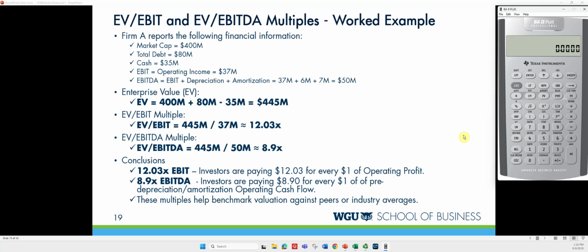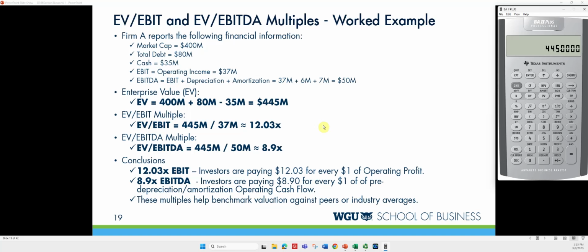So first is the enterprise value. So we're going to take our market cap of 400 million. We're going to add our debt of 80 million. And then we're going to subtract out all of our cash and cash equivalents, which is 35. And we get an enterprise value of 445 million.